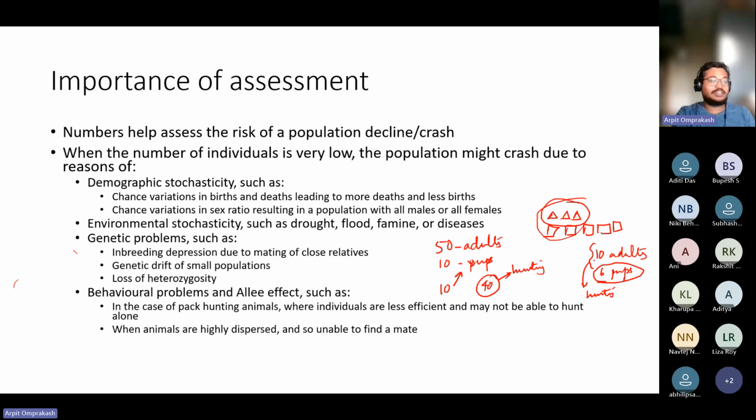Right. So if there are very few individuals, they are also behaviorally affected. The other behavioral effect might be when individuals are very low in number and very highly dispersed. So single individuals are very far apart from each other. Some of them might not be able to find a mate or reproduce. So that also leads to a decline in the population number.